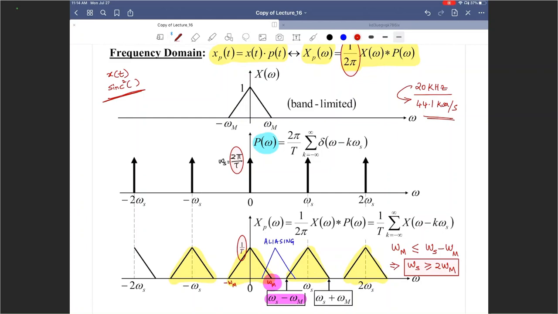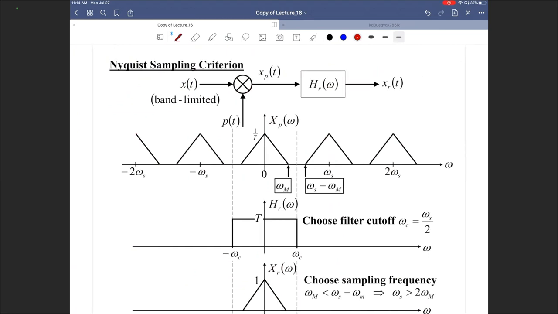The fact that the sampling rate needs to be twice the maximum frequency of the signal that we are sampling, in order to be able to reconstruct it from the set of samples. Move on. So that's your Nyquist sampling criteria. It is listed out over here. We have just seen where it comes from in the previous slide.